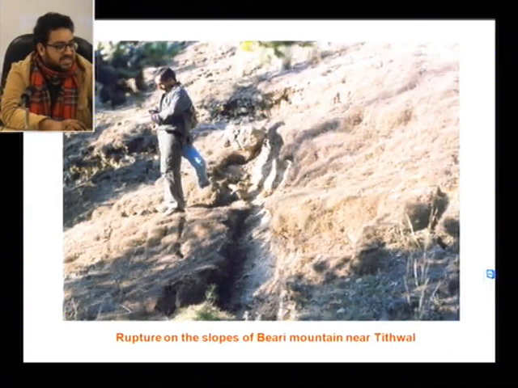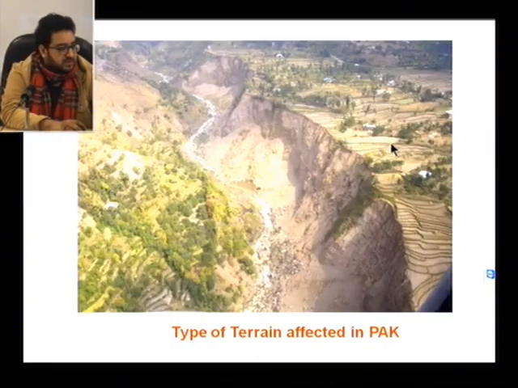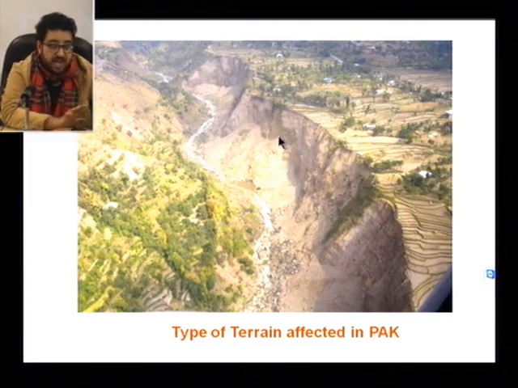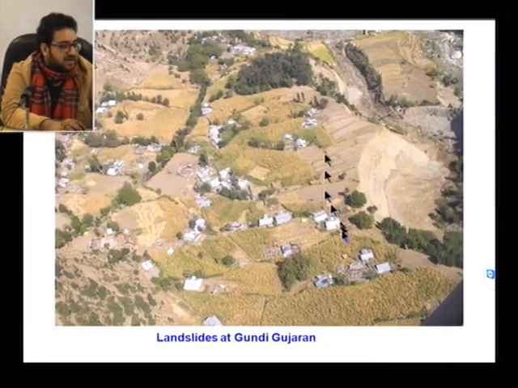You can see the next picture. It also shows the aftermath of an earthquake rupture on a slope. Again, you can see the intensity of the landslide. You can see the agricultural fields on site, and there are a few houses as well. During an earthquake, all the cliffs, this is the type of terrain that was affected. We have similar terrain in Jammu division, in Chenab Valley, in Kashmir, traversed by huge ravines and moving water. So it's really vulnerable.